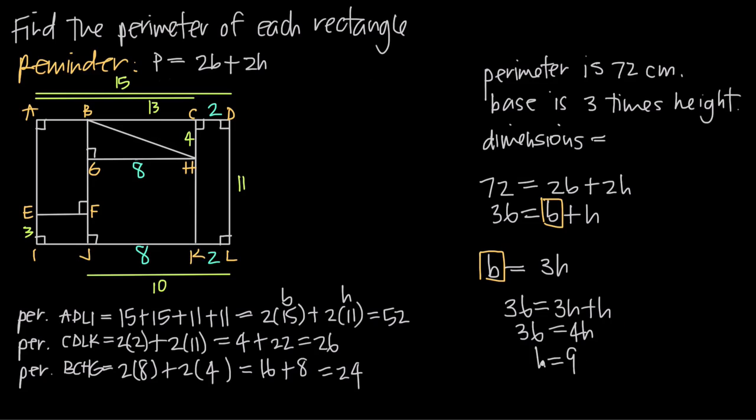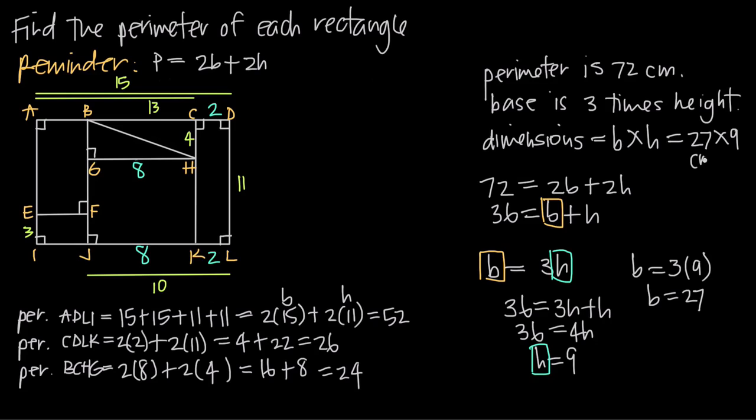I want to go ahead then, now that I have a value for h, and plug it back into this equation to find a value for b. So when I do that, I'll get b is equal to 3 times h, or since we know h is 9, 3 times 9, and then I can say b is equal to 27. In other words, the dimensions of the rectangle, base times height, is going to be equal to 27 by 9, and I could say 27 centimeters and 9 centimeters because I was told that the perimeter was 72 centimeters. So my rectangle is going to have a base of 27 centimeters and a height of 9 centimeters.